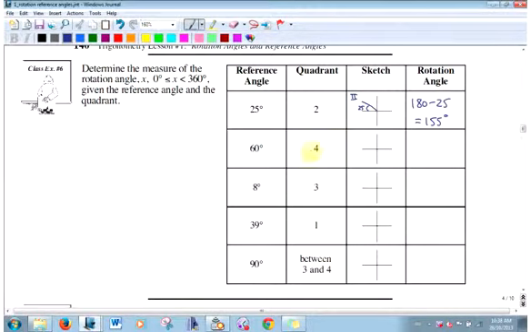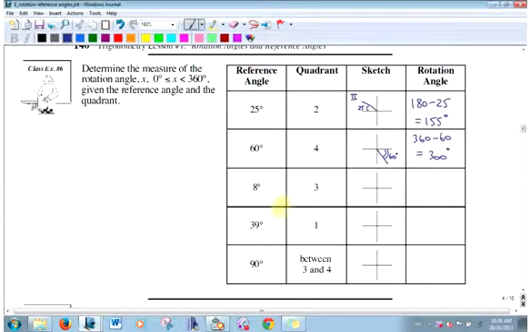60 degrees in quadrant 4. 1, 2, 3, 4. That's over here. This is a reference angle. So that's from the x-axis. How do I get there from the starting position? Subtract it from 360. Yes, that's reference angle. That's the definition. It's 300 degrees. Okay?